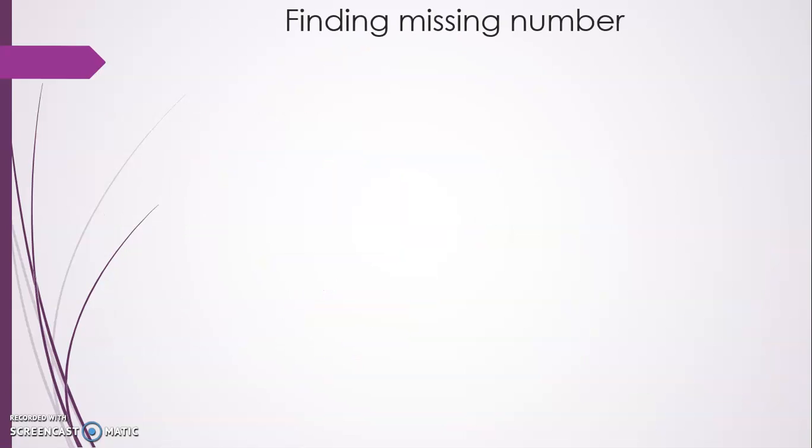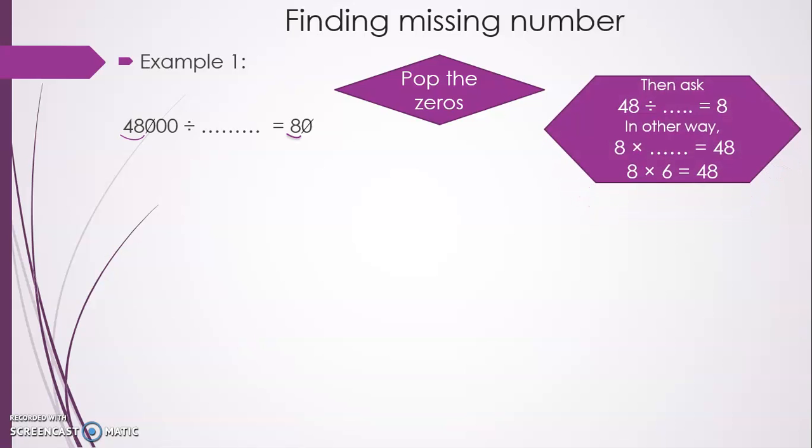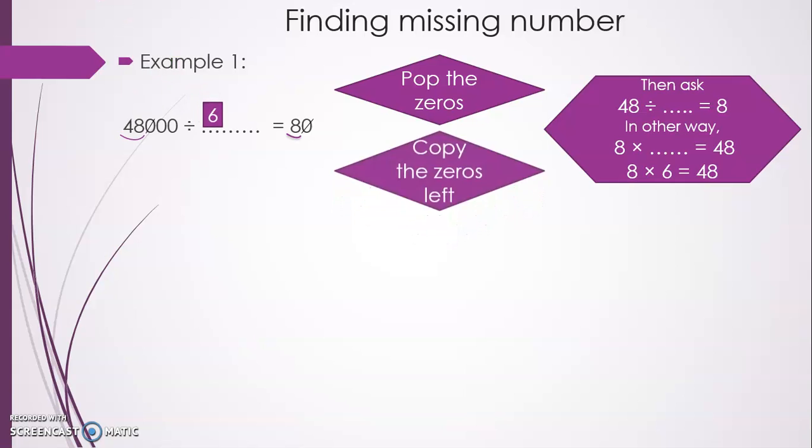Now we are going to find the missing number. If I have 48,000 divided by what number gives me 80? First, pop the zeros. Means 1 zero from the first number will pop with 1 zero from the answer. Then I'm going to work with 48 and 8. I ask myself, 48 divided by what gives me 8? Means 8 times what gives me 48? 8 times 6 is equal to 48. Then I write 6. Next, I copy the zeros left. How many zeros do I still have? I still have 2 zeros. I write them as they are and the answer will be 600.